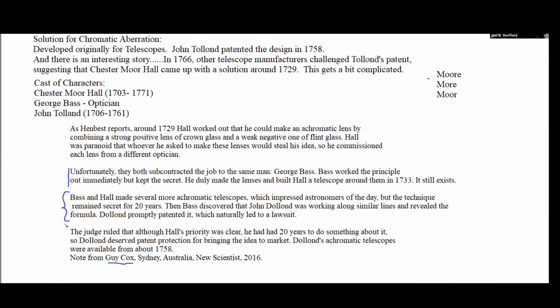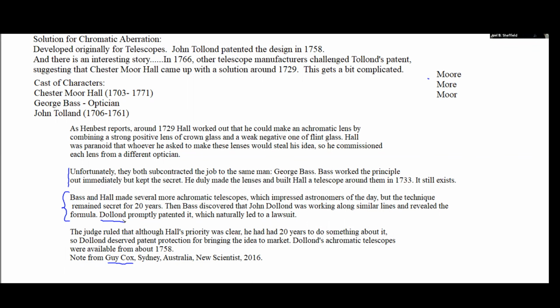So Toland, it's a T, it should be, okay? John Toland worked, again, the spelling of these things is all very tricky. Anyway, this man, John Toland, got to work with Bass and made some more lenses, eventually. But Toland, and I'll get the spelling corrected by the end of the day, apparently patented this design.